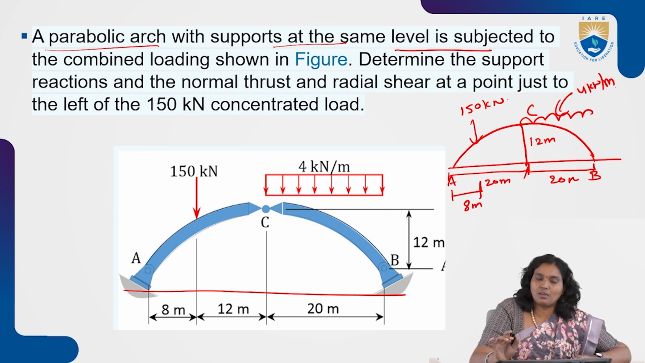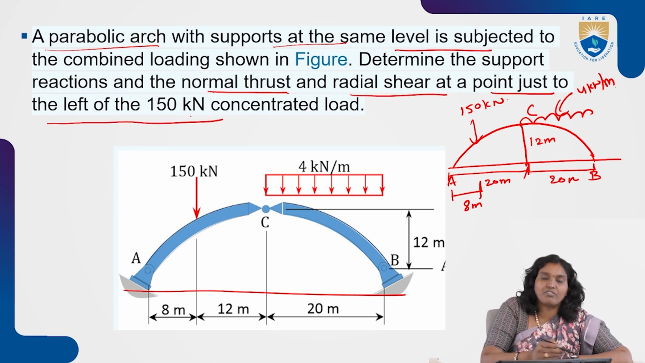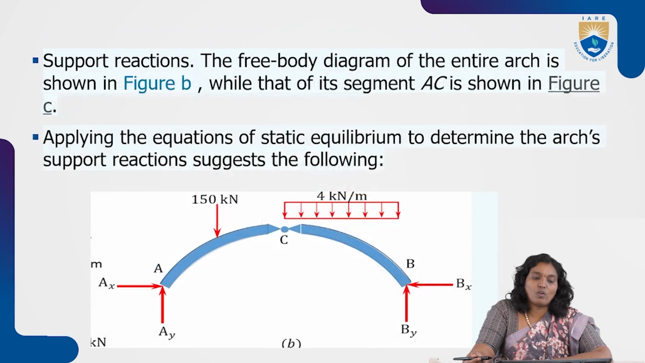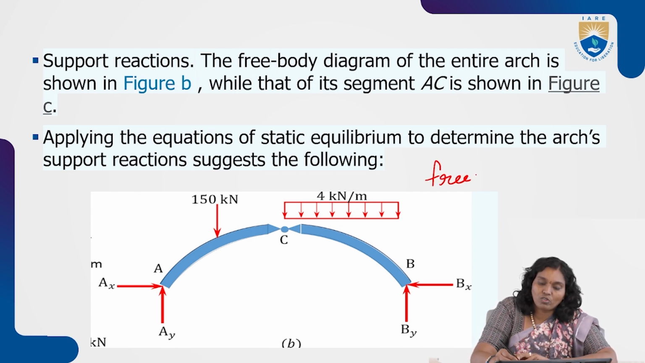So determine the support reactions and also the normal thrust and radial shear at the point just to the left of the 50 kilonewton concentrated load. This is the given data. Now move on to the support reactions. In any kind of problem, the first step is to draw the free body diagram.